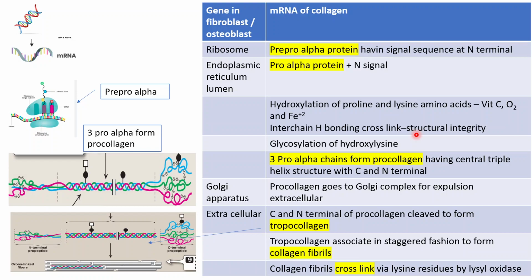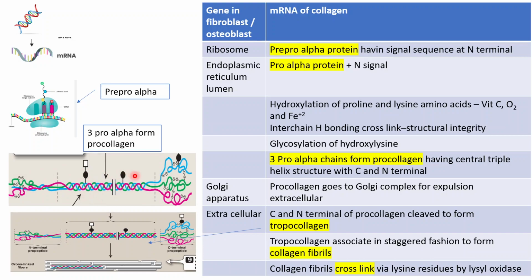Similarly, we also have glycosylation of hydroxylysine, where carbohydrate is added. After hydroxylation has occurred, three pro-alpha chains come together and form a triple helix like this, known as pro-collagen. This pro-collagen has a central triple helical structure with a C terminal and an N terminal.